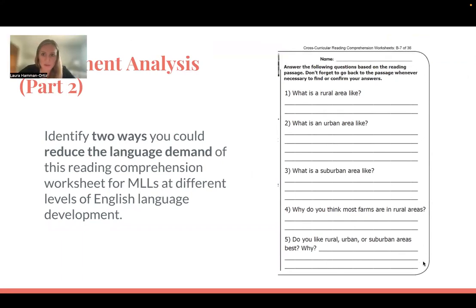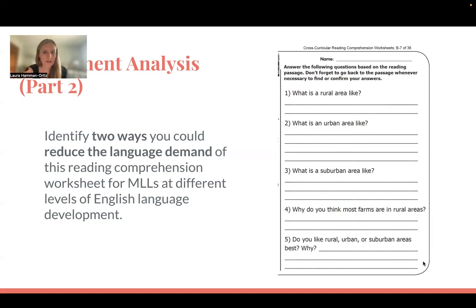So this is a reading comprehension worksheet, again, very commonly used in classrooms. So this is if the teacher decided not to go the route of all of these other ways we just talked about how we could assess, maybe you decide you still want to use the worksheet. I want you to think about 2 ways that you could still reduce the language demand for MLLs at different levels of English language development.